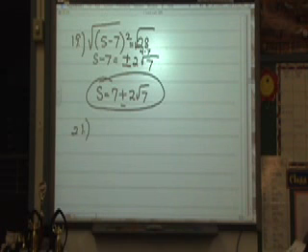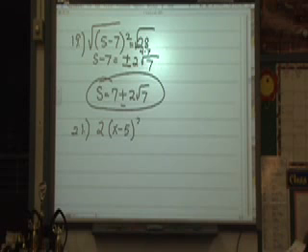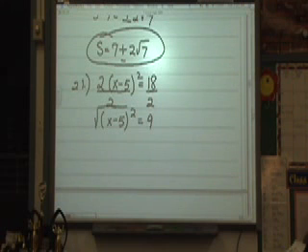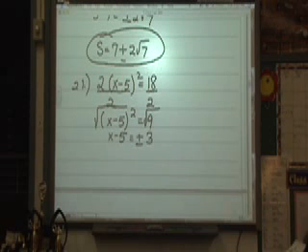Number 21, 2 times the quantity x minus 5 squared equals 18. Isolate the perfect square. So you have x divided by 2, x minus 5 quantity squared equals 9. Take the square root of both sides and you have x minus 5 equals plus or minus 3. Add 5 to both sides, so your two answers are 5 plus 3 or 5 minus 3. 5 plus 3 is 8, 5 minus 3 is 2.